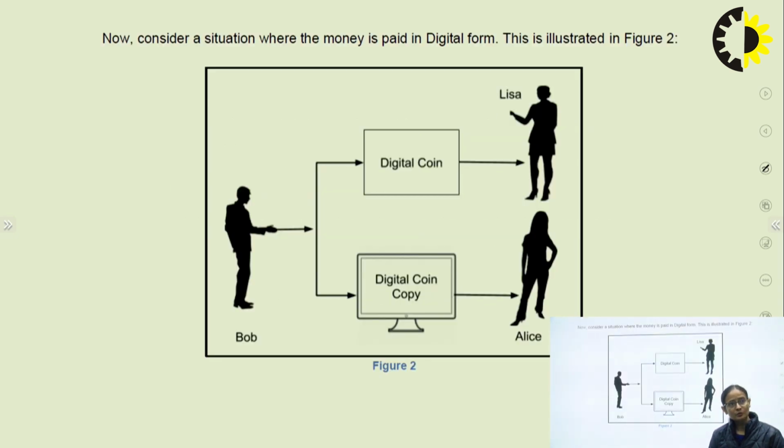But now consider a situation when the money is being paid in digital form. In this case, we have a digital coin. If we say we have a digital coin, what does it imply? It implies that a digital coin is a kind of file which is a combination of certain bits. Now we can copy a file. So if you create two copies, two bit combinations, then you could have two digital copies of the same coin value. So in this case, Bob is using the digital coin with Lisa, as well as a copy of this digital coin with another person, that is Alice. So this is a double spending problem.